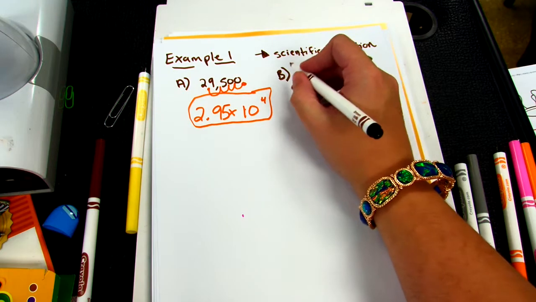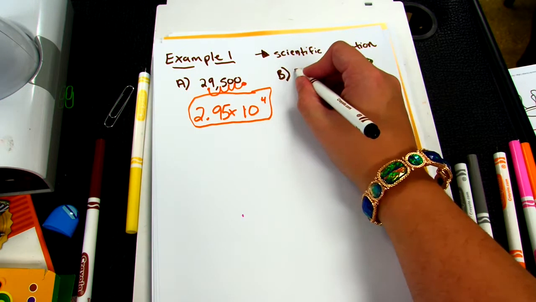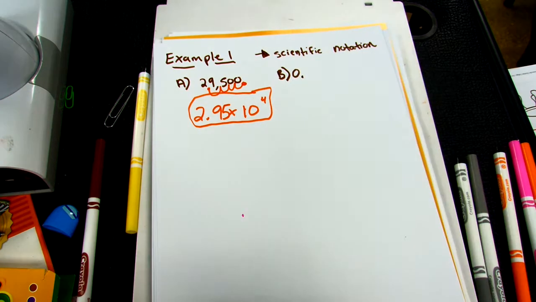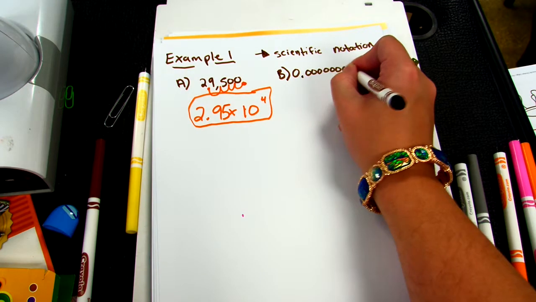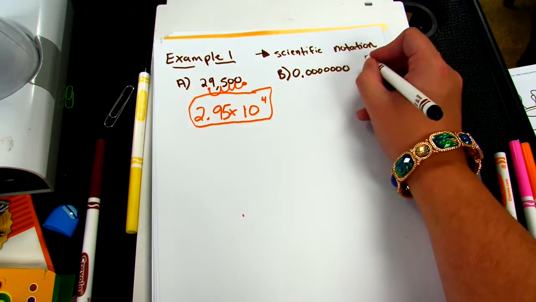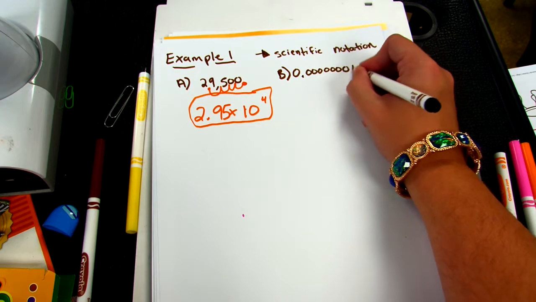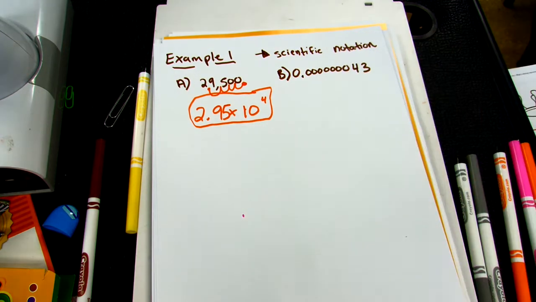All right, so let's try another one for example B. Example 1, part B is 0. Let me see how many zeros there are. 1, 2, 3, 7 zeros. 2, 3, 4, 5, 6, 7, and then a 4 and a 3. So go ahead and pause the video and see if you can figure this one out.